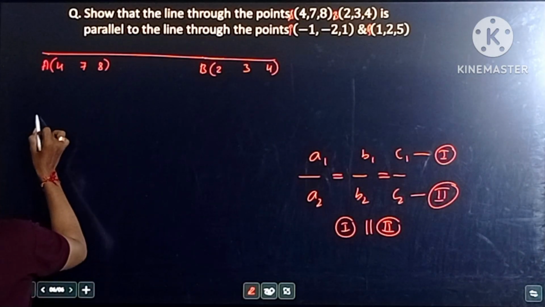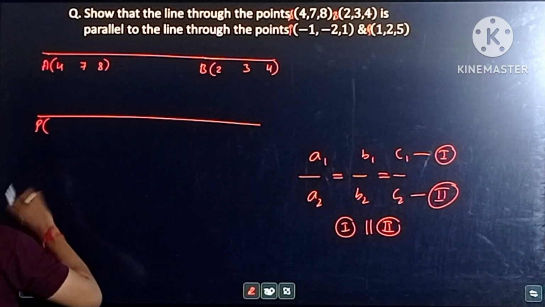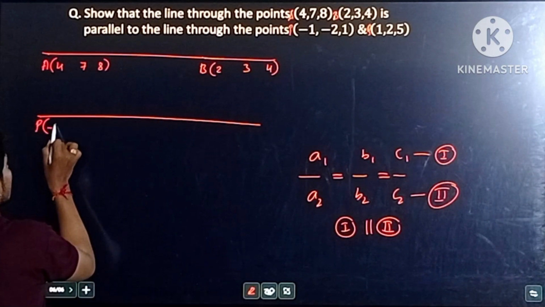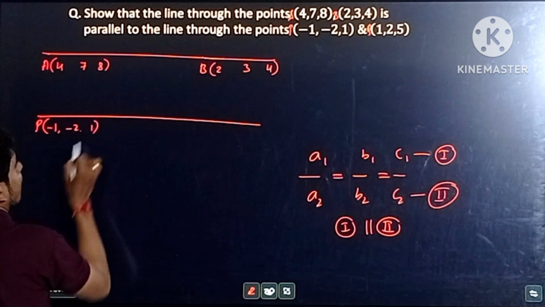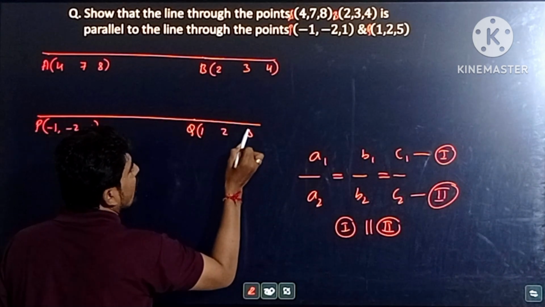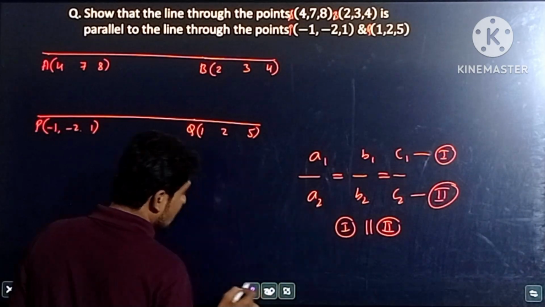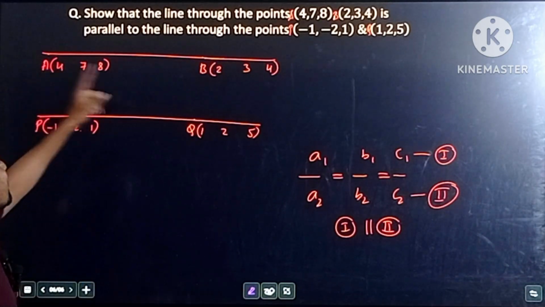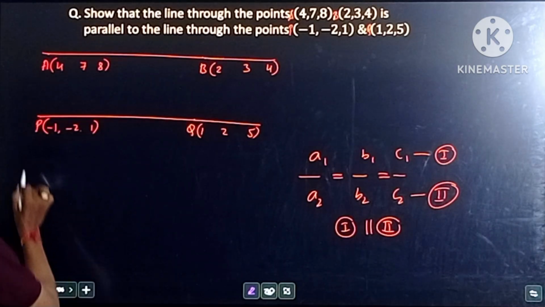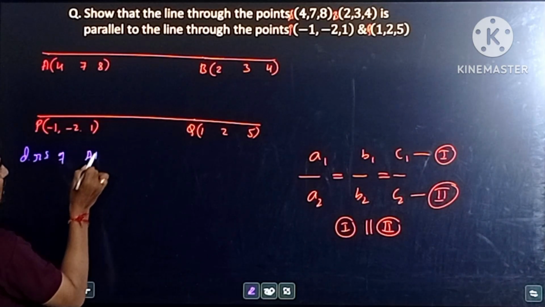Similarly, the second line is also given, which is parallel to AB. That is PQ, where P is minus 1, minus 2, 1, and Q is the second point whose coordinates are 1, 2, 5. To check whether these two lines are parallel to each other, first we need the direction ratios of the line segment AB.